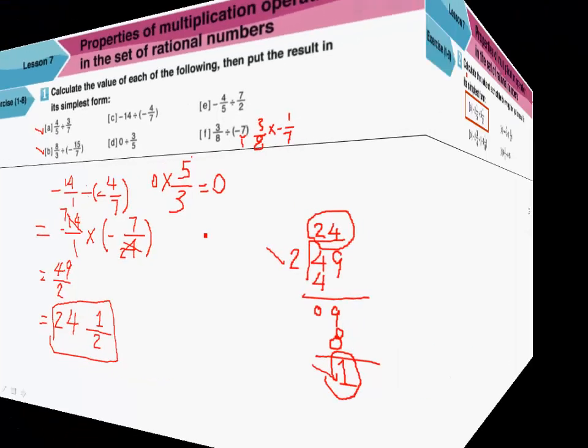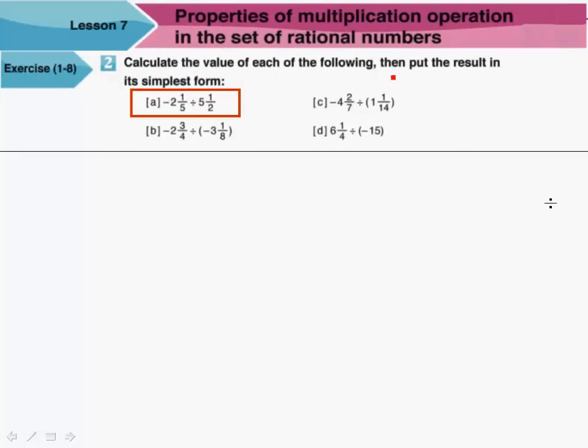You can solve them. Calculate the value of each of the following, then put the result in its simplest form. Be careful, because you may forget this question. For number A, we have to put the rational number in the form of A over B, as we multiply 5 times 2 is 10, plus 1 is minus 11. So this will be minus 11 over 5, divided by, also this 2 times 5 is 10, plus 1 is 11 over 2.